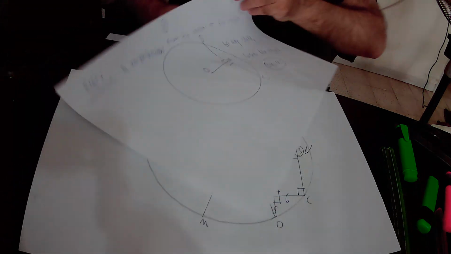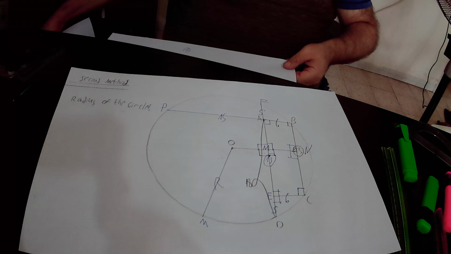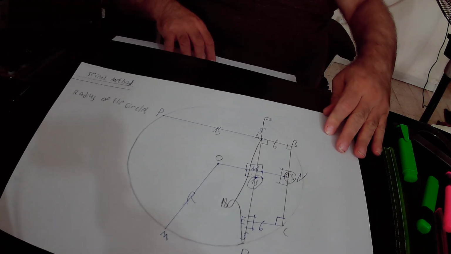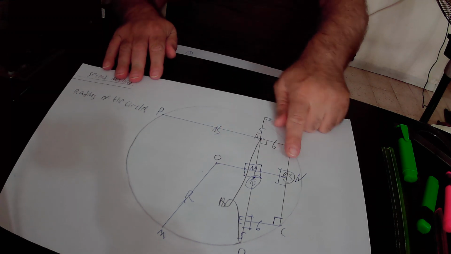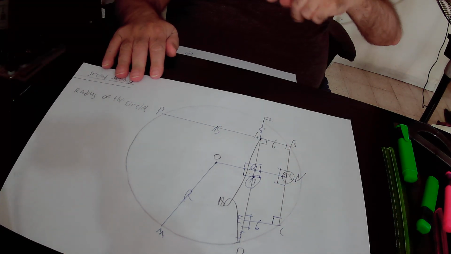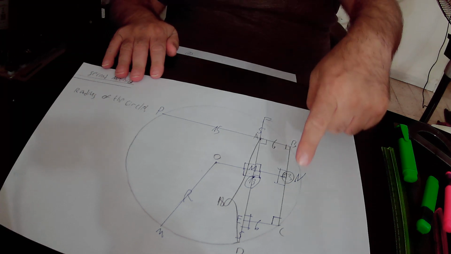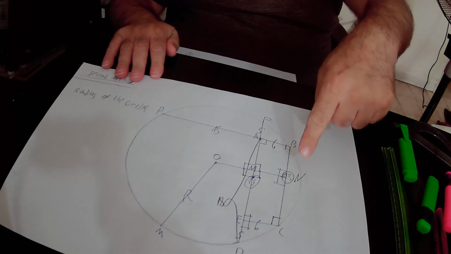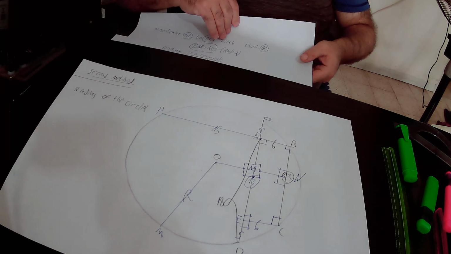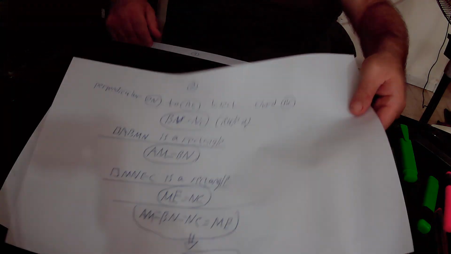We actually can implement rule number 2 in our drawing. Why? Because in our drawing we have perpendicular ON to chord BC. Therefore, perpendicular ON bisects chord BC. That is to say BN equals NC according to rule number 2. Repeat again.